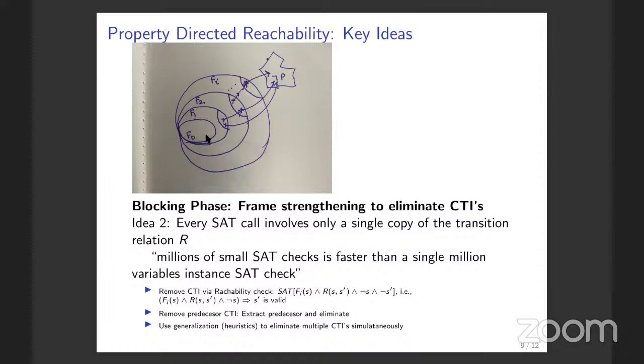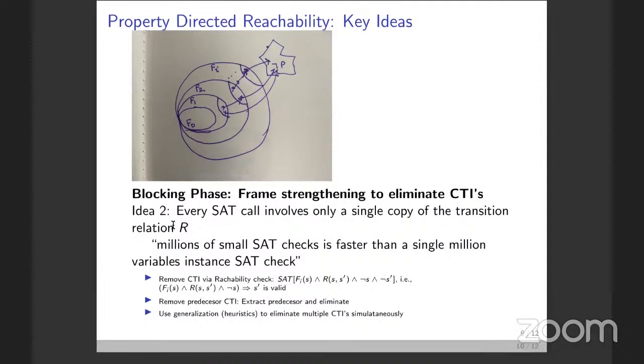I will keep several candidate invariants, but I will reduce this elimination of CTIs, which was done in AG of P in the greatest fixed point by eliminating counterexamples to induction, by keeping track of images. In the case of K induction, it was done by longer and longer K instances. But here, whatever check you do has one instance.